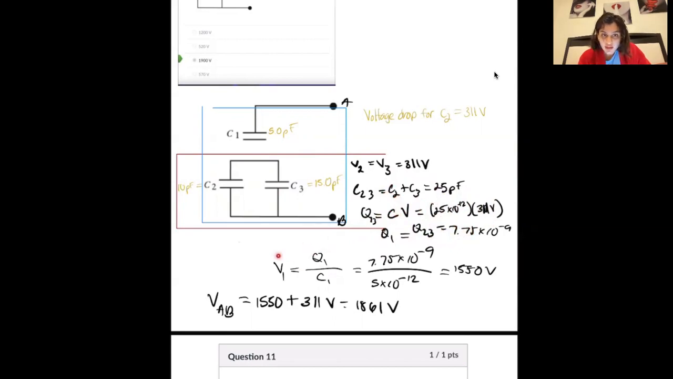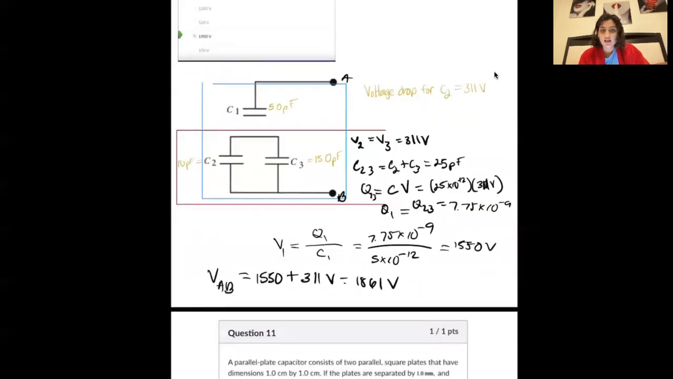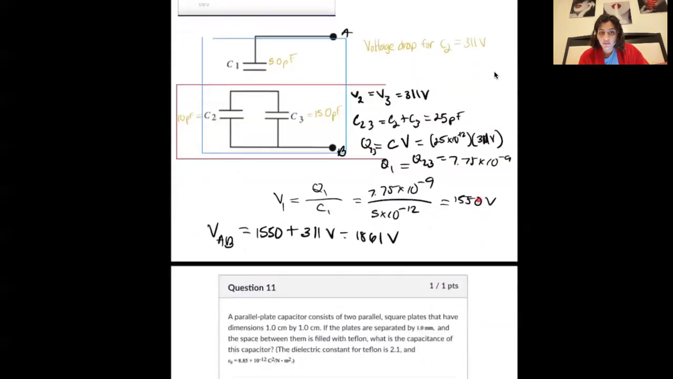To calculate your voltage for capacitor 1, you need to do the charge of capacitor 1 over the capacitance of this capacitor. That's going to be the charge that we calculated here, which is the same as the charge of these two capacitors. And then that charge over the capacitance, which is 5 picofarads, right? So to do that, we get a voltage of 1550. That's the voltage of this one.